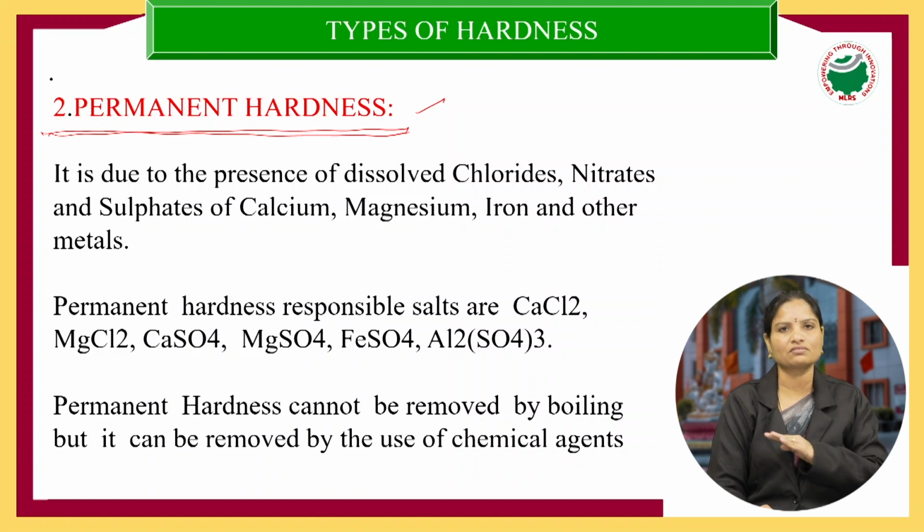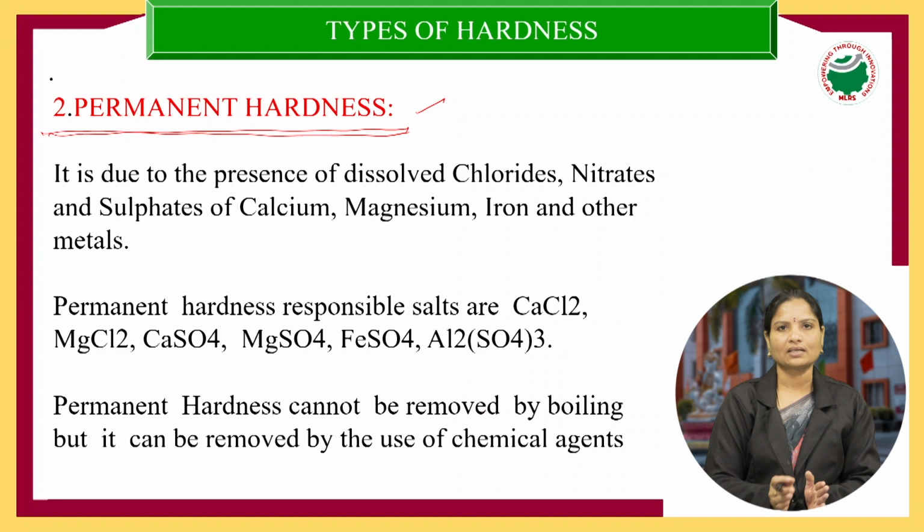This permanent hardness cannot be easily removed by the boiling process. By using dilute HCl or EDTA, we have to eliminate this permanent hardness. Why? Because of the very high molecular weight of elements like chlorine, sulfate, nitrates present in our water. That is the reason we cannot remove permanent hardness by the boiling process. Okay, this is about hardness.